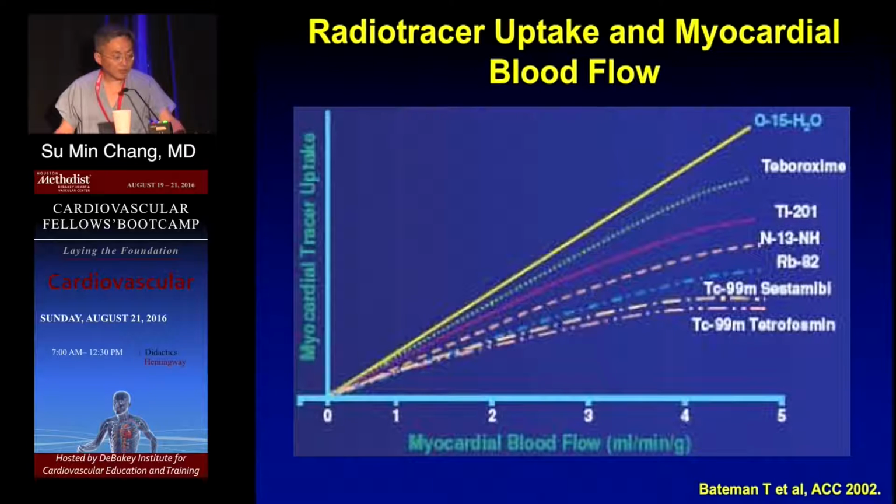As you can see, the relationship between tracer uptake and myocardial flow is not ideal. Water is obviously ideal, 1-to-1. So you can see that the tracer uptake doesn't represent exactly the myocardial flow uptake. That's a major drawback of nuclear cardiology.